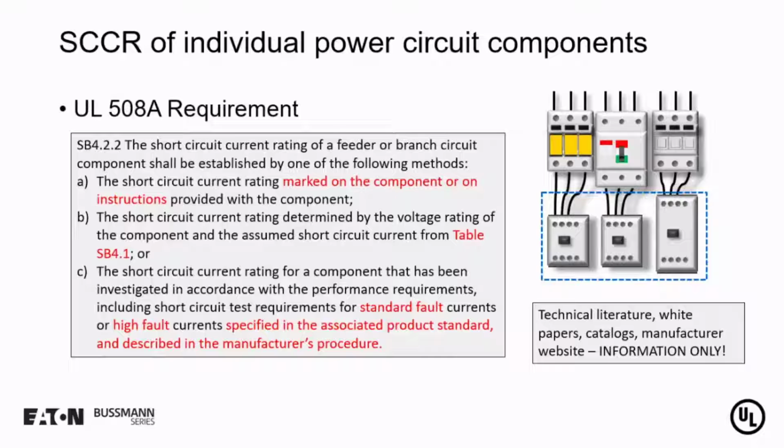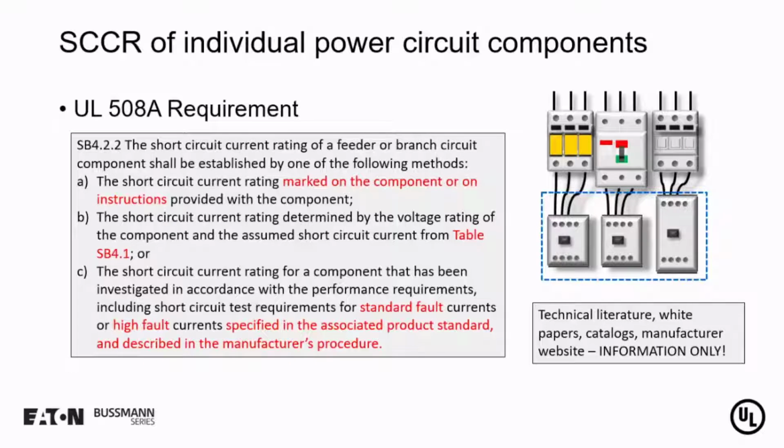Subparagraph A, the short circuit current rating marked on the component or instructions provided on the component. Sometimes it's difficult to determine the short circuit current rating of a particular component because it's just not available. It's either not marked on the product, or it's not on any instruction sheets or any other information that ship with the product or available for inspection.